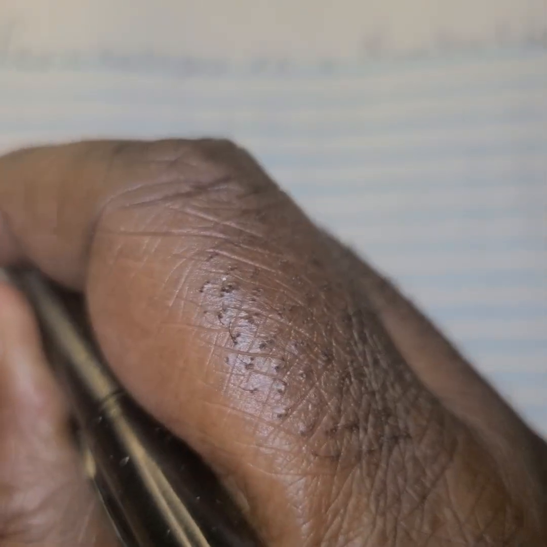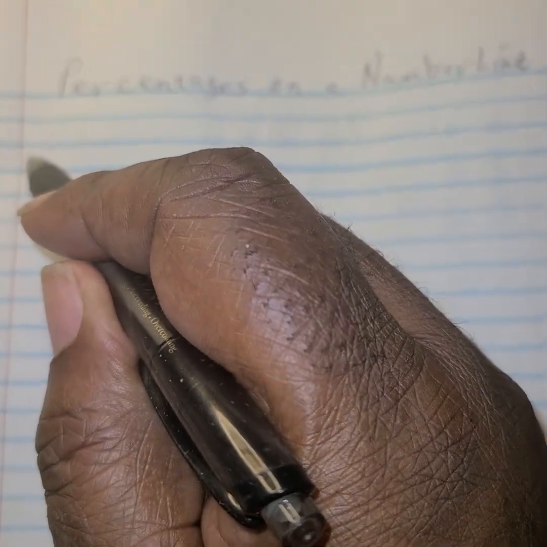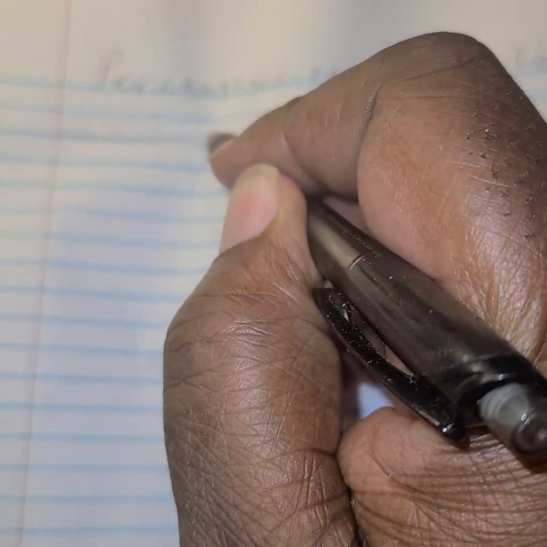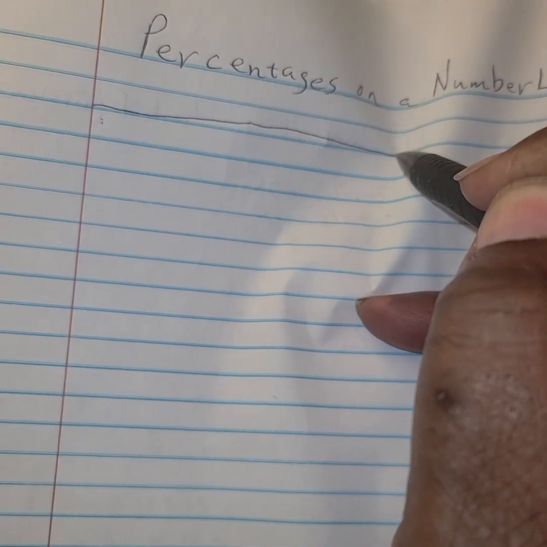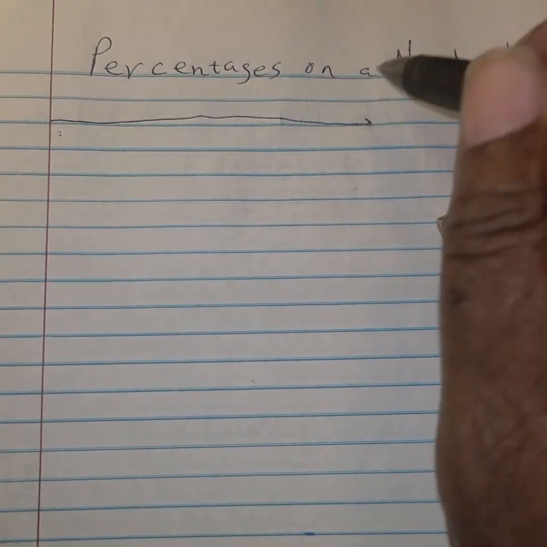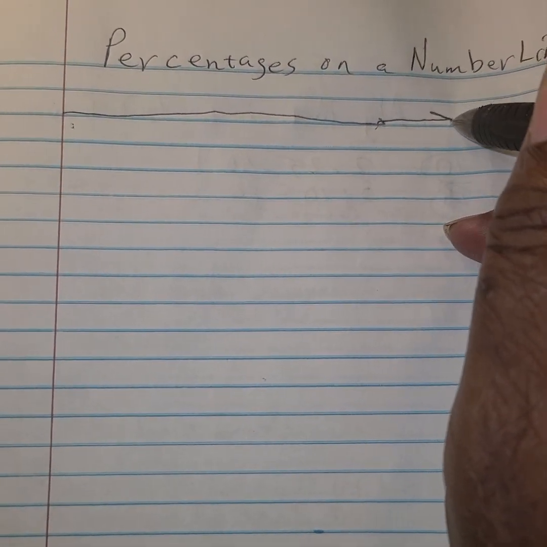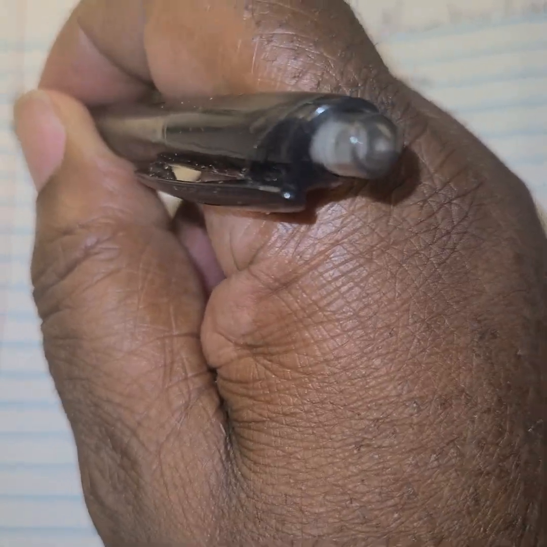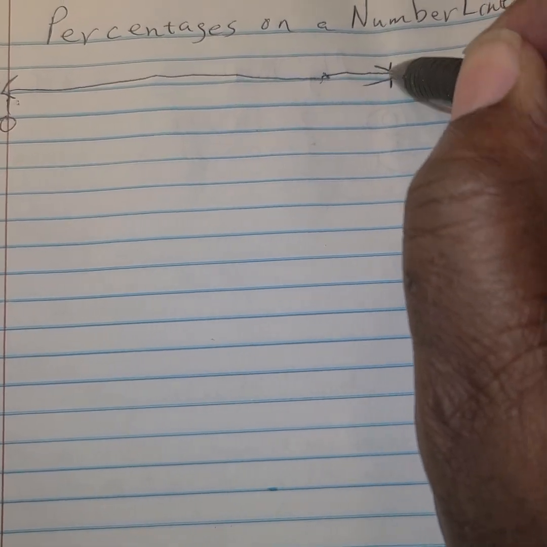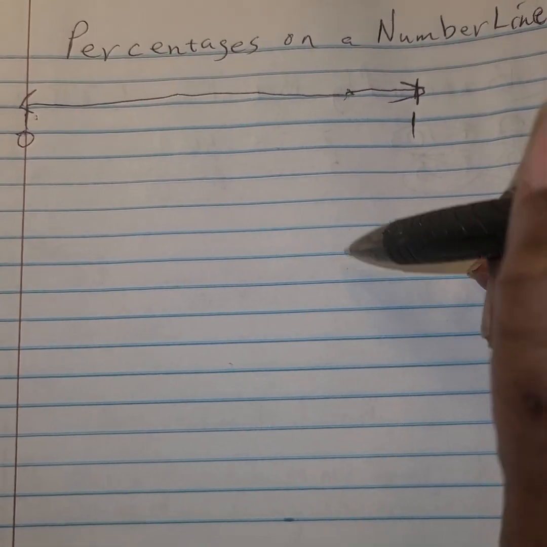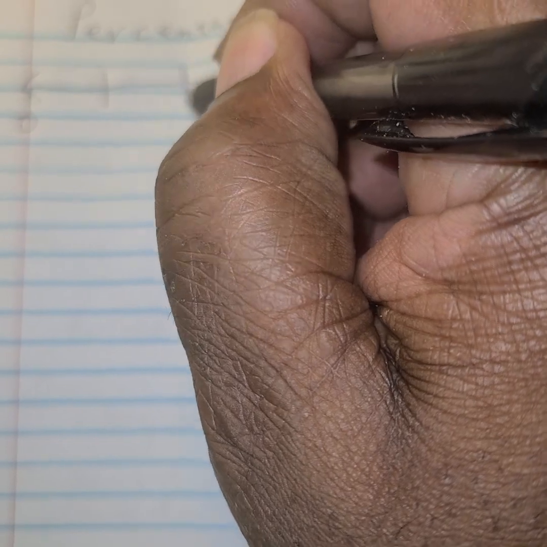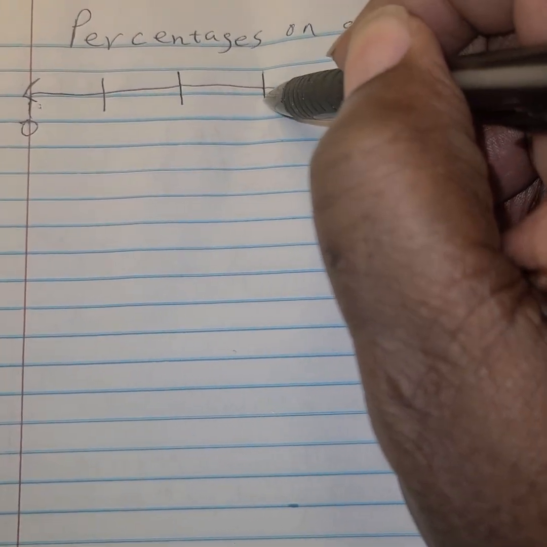Okay, my happy students. Let's talk about percentages on a number line. So first, let's draw a number line. I'm no artist, so it's not going to be beautiful. But let's make a range from 0 to say 1. And let's count our number line into equal parts.